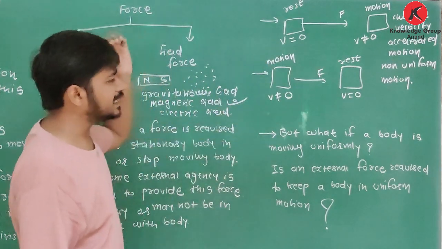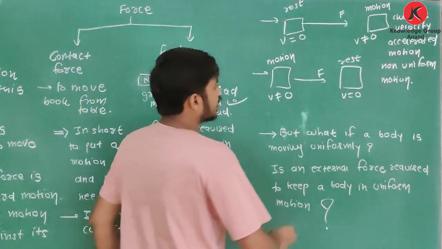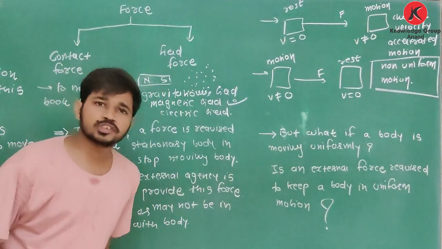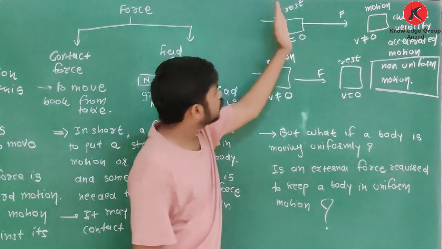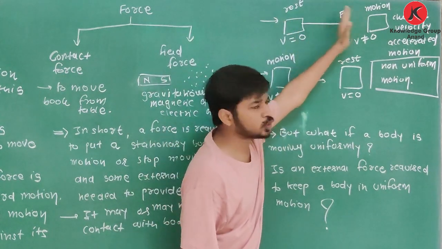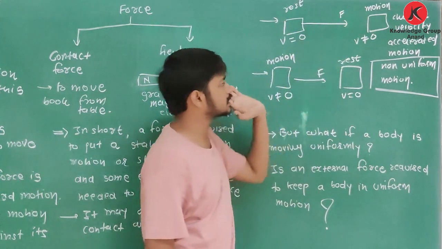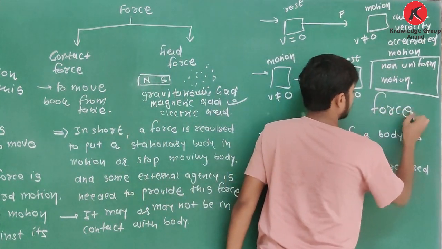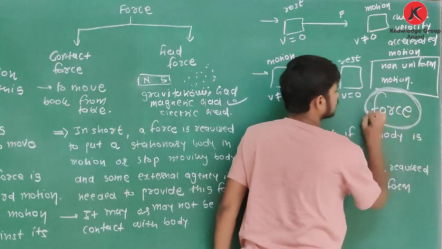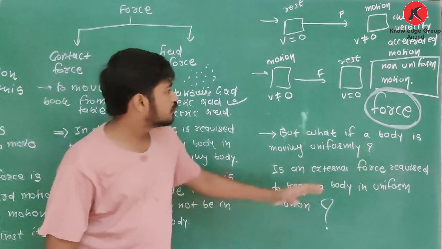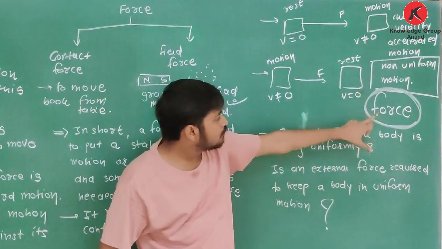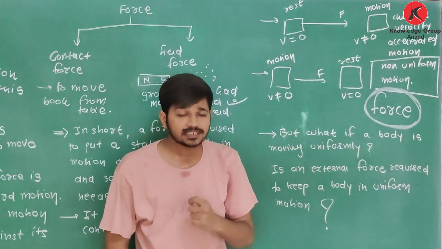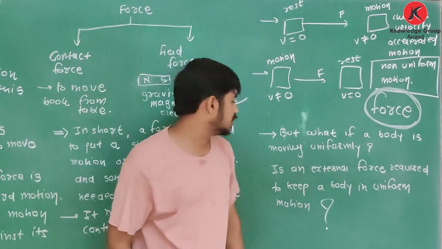So from this discussion, it is clear that for non-uniform motion, means to bring an object from rest to motion or from motion to rest, we have to apply some external force. For this non-uniform motion, we have to apply some force. Clear about this?